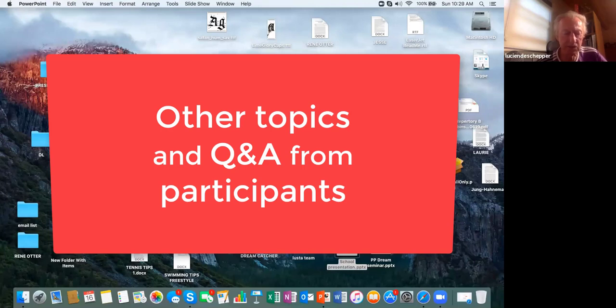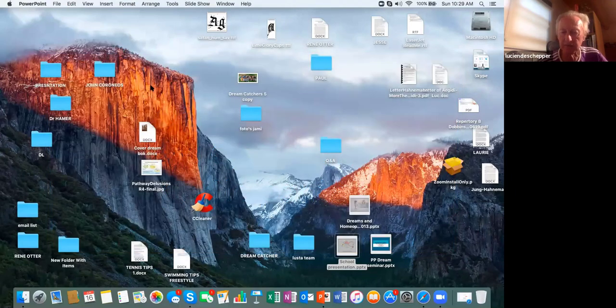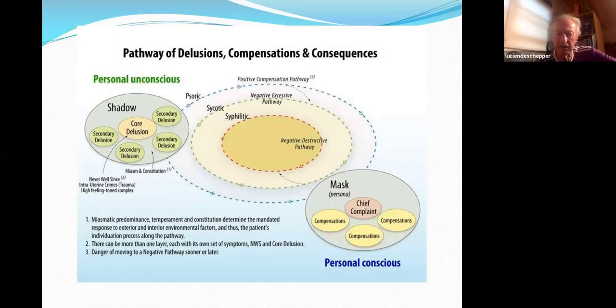If your patient is pleased, he will come back. If he is not pleased and there are no results, you never see him back. And you can ask yourself whatever it is, but most likely it is because we are not able to help the patient adequately. This pathway I can explain in short. Yes. The pathway of delusion, compensation, and consequences. Yes. But basically what it really shows is every individual, every patient that comes into your office.